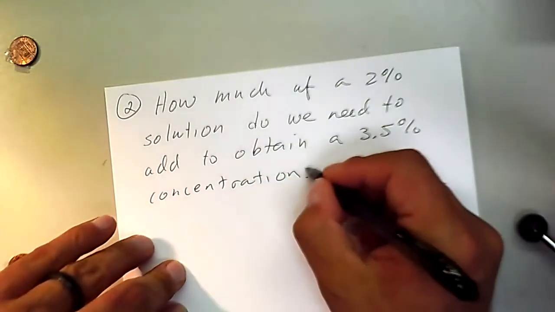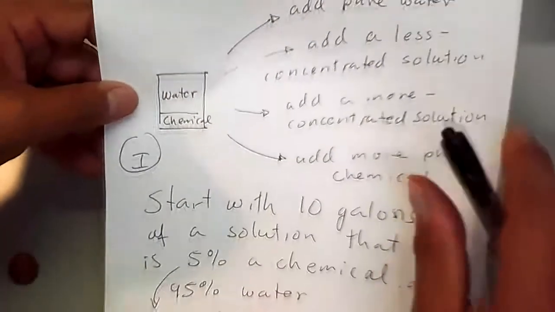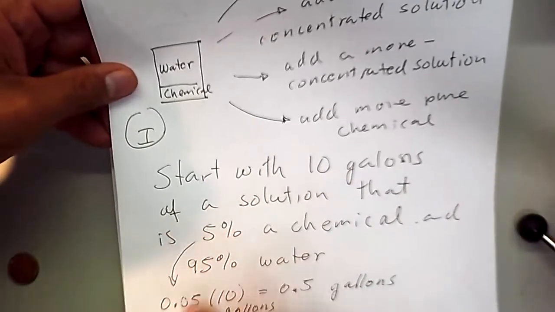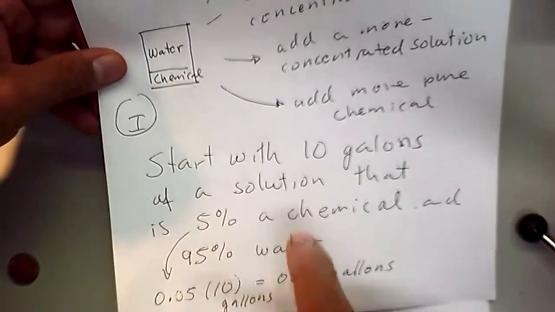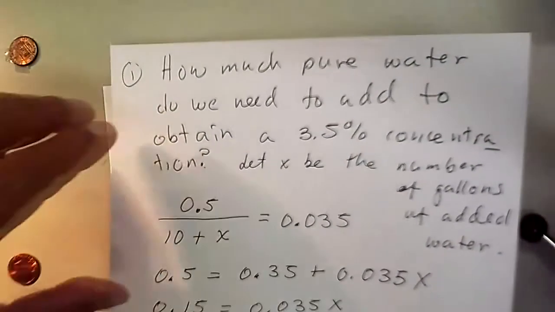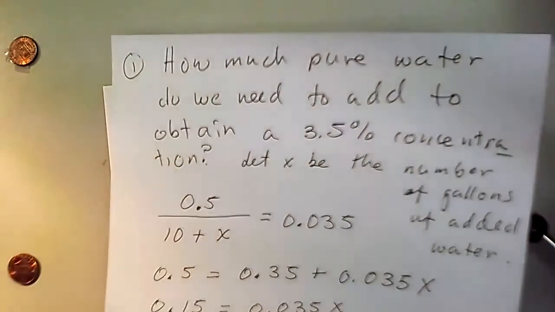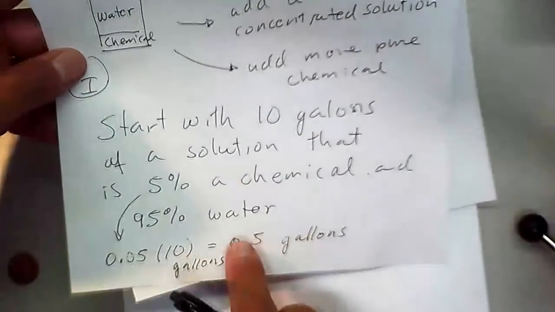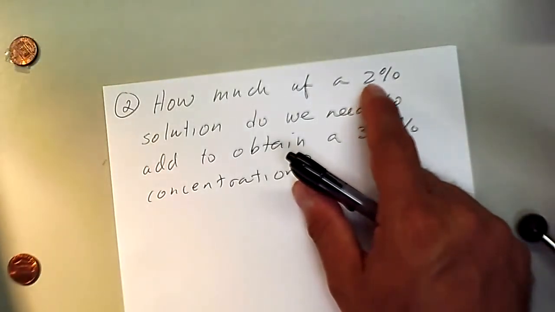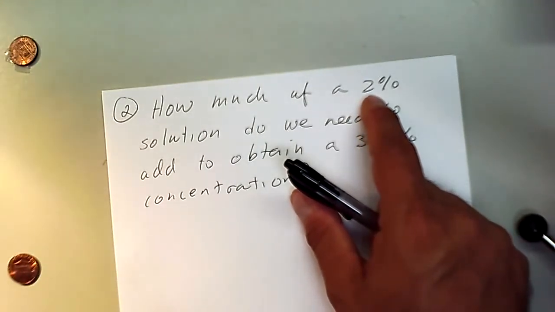Mind, we're still working on the same assumption that we started out with here, that we have 10 gallons of a 5% chemical concentration. 10 gallons and 5%. And now we have this example. In the first example we were adding pure water to get a result. Now start all over with this. And now we're going to add a solution that is not as strong. It is less strong. It is 2% of the chemical.